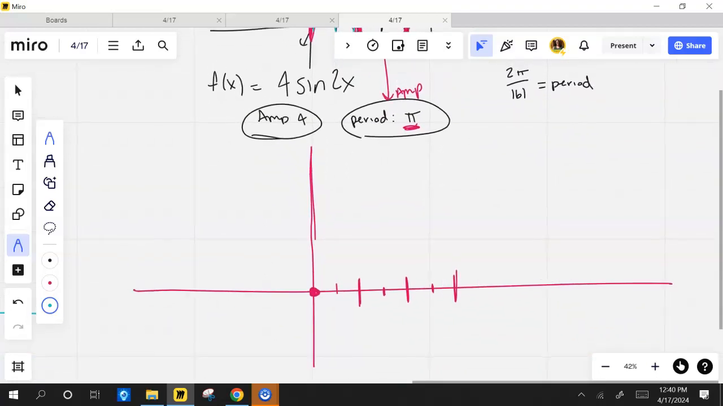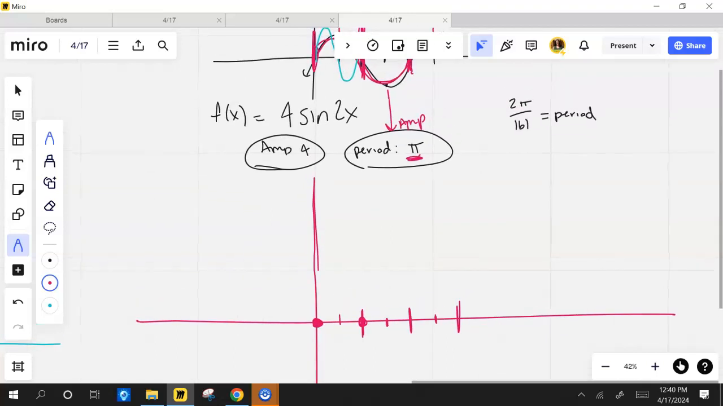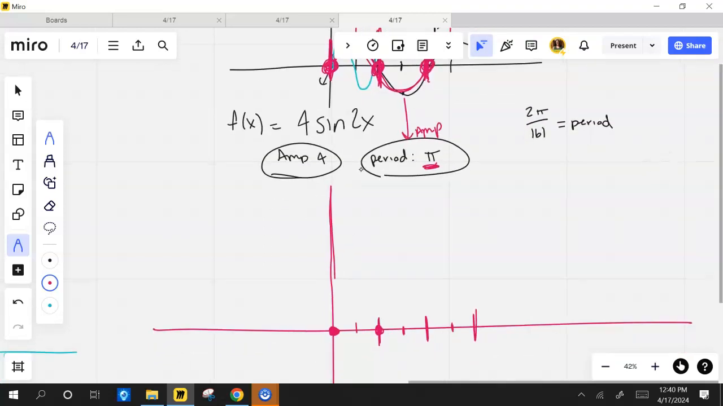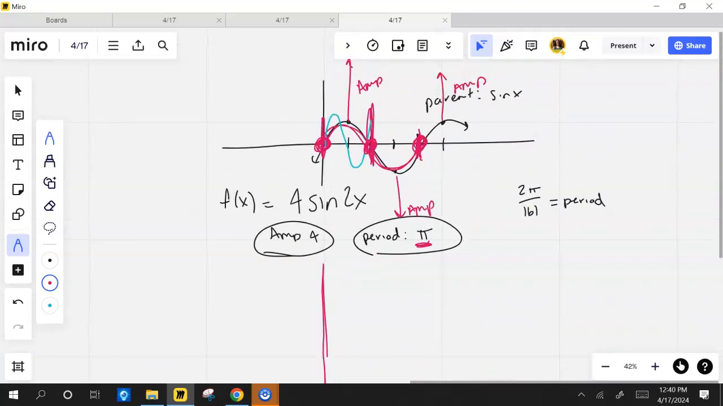So I take my ends, right? If this starts at 0, then that's also where it's going to end at the period. So where does the period end? At pi, right? This is a half a pi. This is 1 pi. It's really scrunched in. Halfway between, look at your parent graph, halfway between the two ends in your period, what's happening? Halfway between, it's another 0, right? Now, halfway between those two zeros, that's where my amplitude's happening.